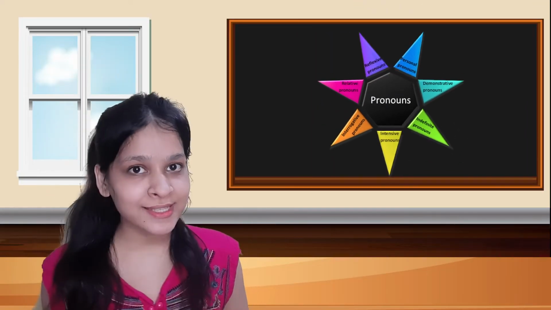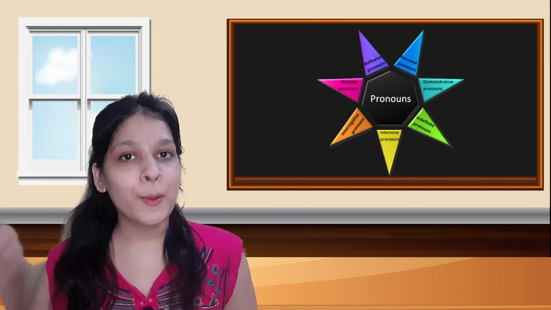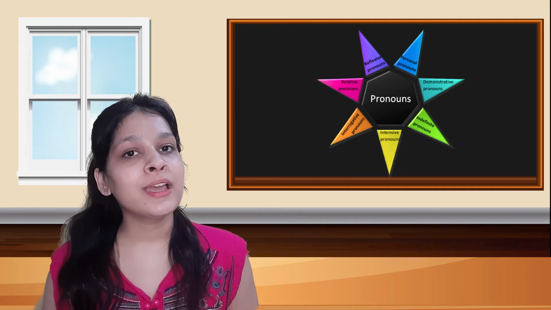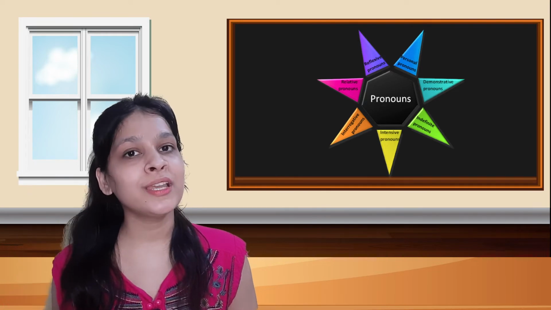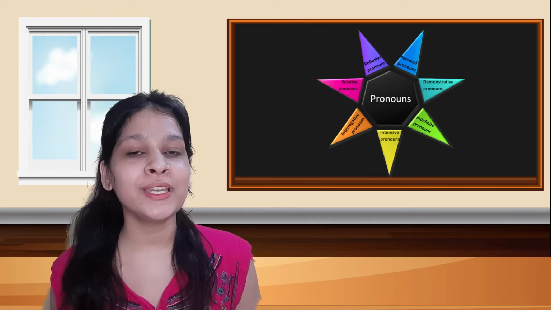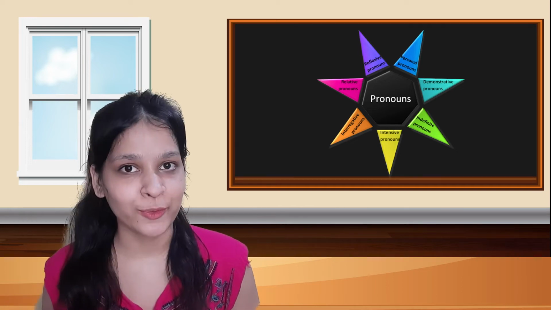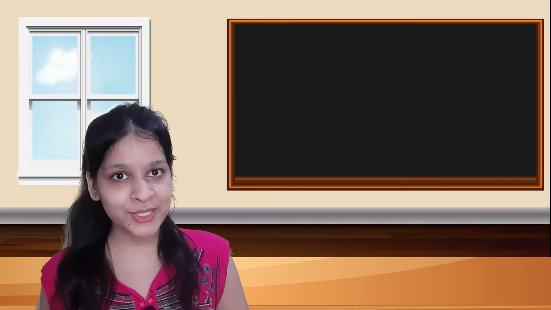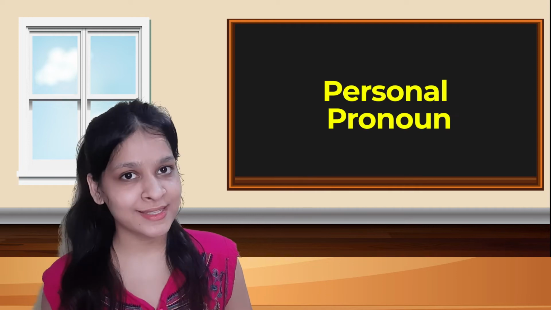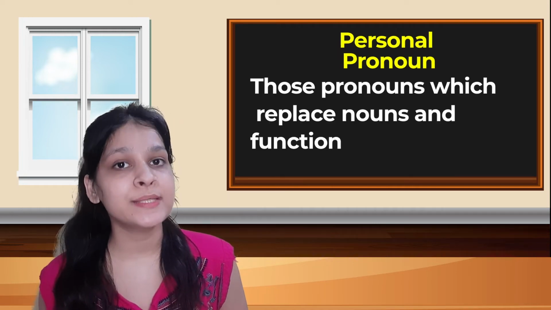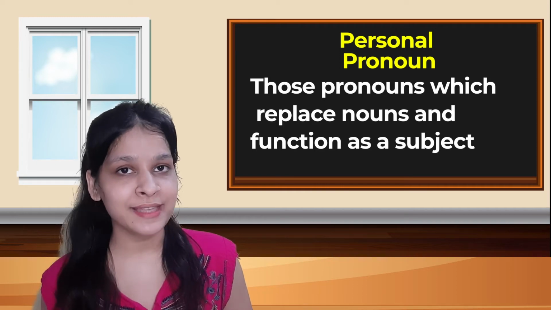So let's start. Okay children, so the 6 types of pronouns are personal pronoun, interrogative pronoun, demonstrative pronoun, possessive pronoun, reflexive pronoun and relative pronoun. So children, the first one, that is personal pronoun. These pronouns are used to replace persons, places and things.